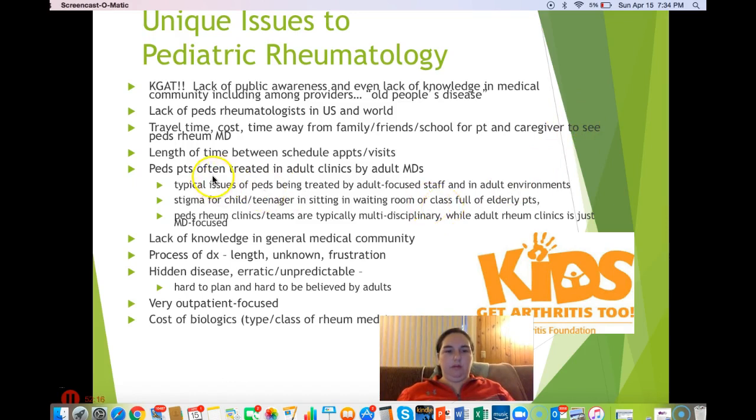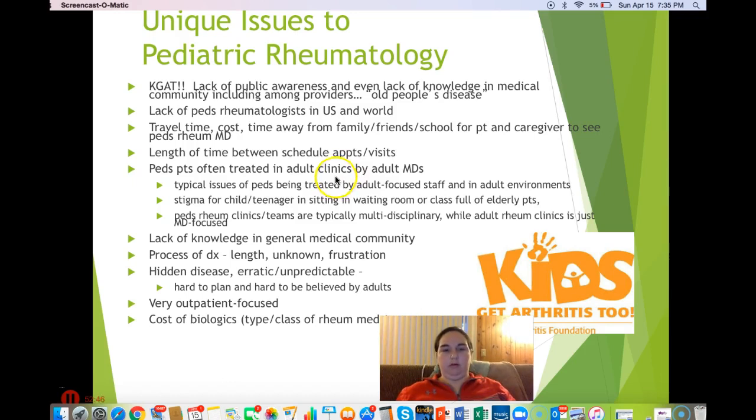So because of this, like we talked about, the length of time between schedule and appointment and visits for controlling the disease, but also because of this, peds patients often are treated in adult clinics by adult doctors. That was me all growing up. I didn't have a pediatric rheumatologist until 8th grade, I think. So imagine the stigma of sitting in a waiting room where you're 10 and everybody else is 70 and 80 and 90.